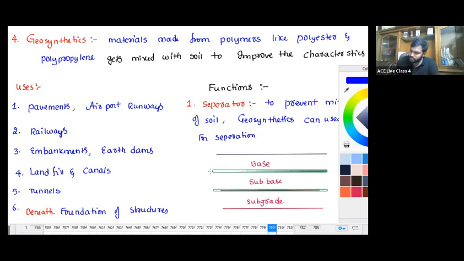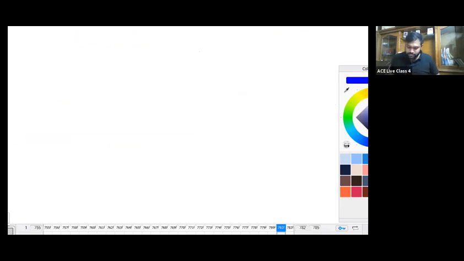So whatever this is, the geosynthetic, it will act as a separator between the soils, so it does not allow the soil particles to move from one layer to another layer. And one more thing, it can be used as a reinforcement also. First, one by one I'm going to say. The first function is separator. Okay, and the next function is reinforcement.